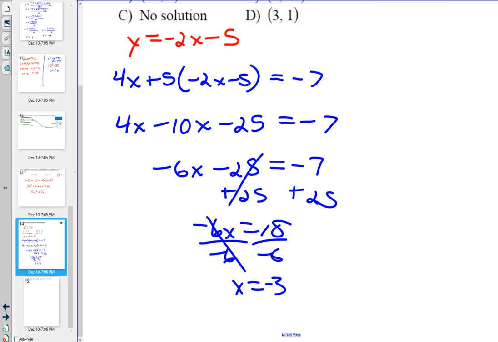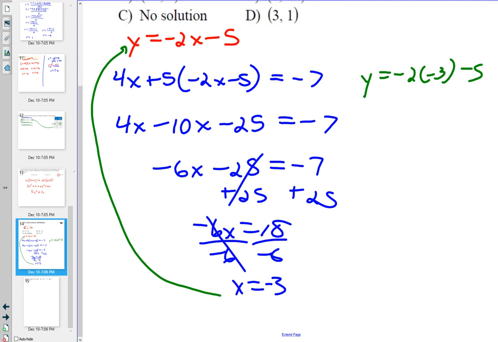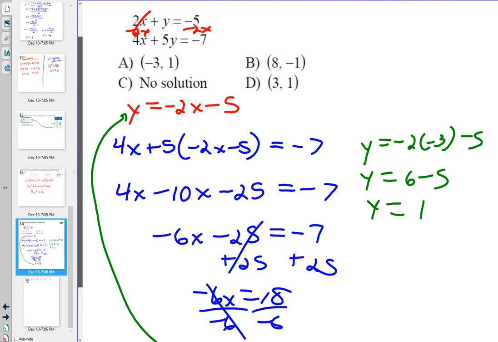And the nice thing about substitution is that there's always going to be an isolated variable waiting for you. I still need y, so I'll plug it into that one. Y is equal to negative 2 times negative 3 minus 5, which is 6 minus 5, which is 1. What's the answer?